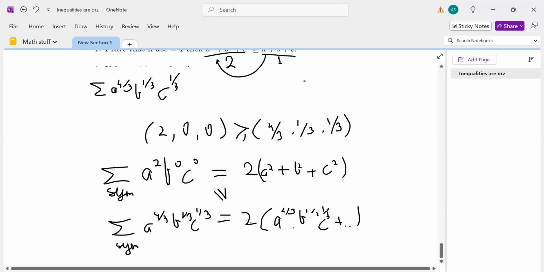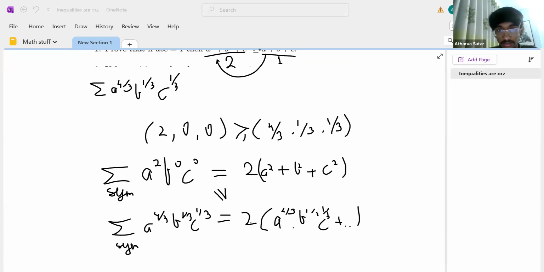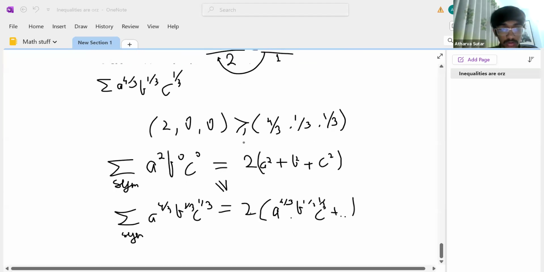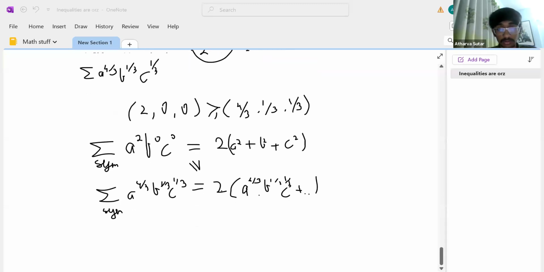So how do we prove Muirhead's though? The proof of Muirhead's, I'm not sure how to prove Muirhead's as well. The proof is in higher mathematics. It involves matrices and a lot of different concepts. Okay, so does everyone get this solution?